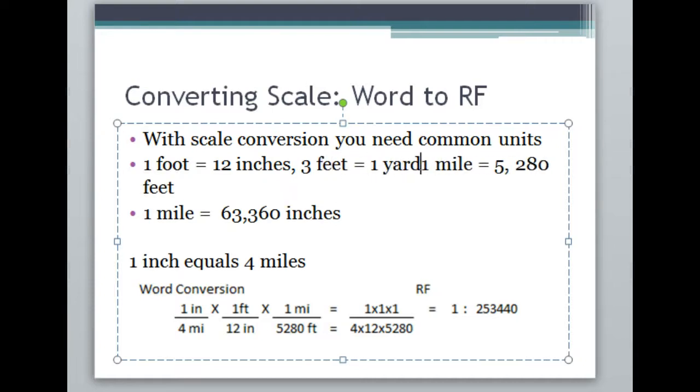For those of you who work in meters and not the US system, there you go. So that's kind of the common units. It's really nice to memorize this. 1 mile equals 63,360 inches.